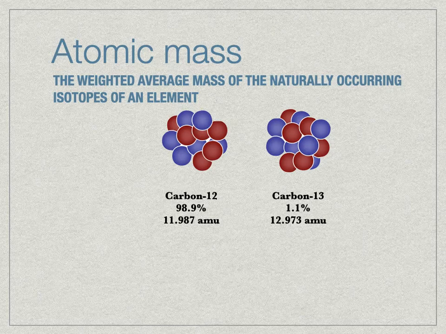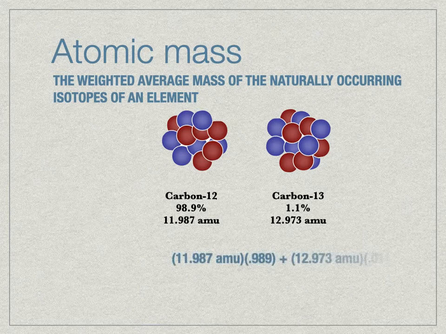And so what we're going to do is take the mass of each atom times its percentage converted to a decimal. And so here we have the atomic mass in AMUs of carbon-12. Notice it's just a little bit less than you would expect from 6 protons and 6 neutrons.